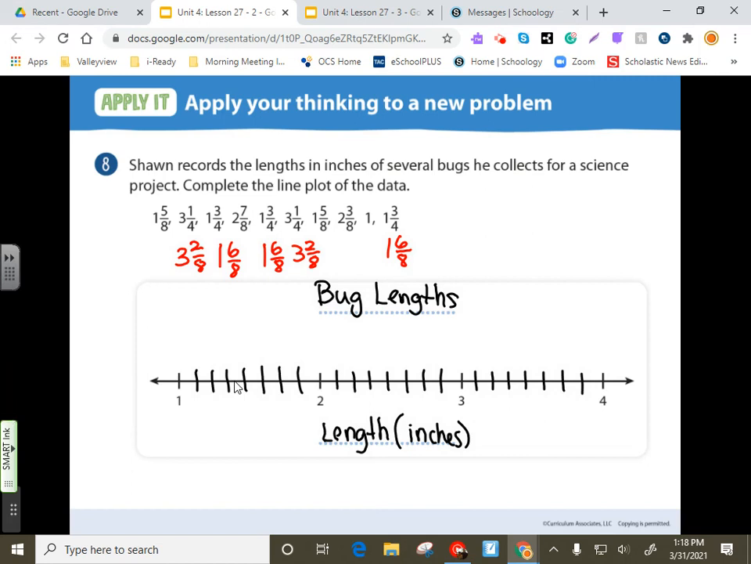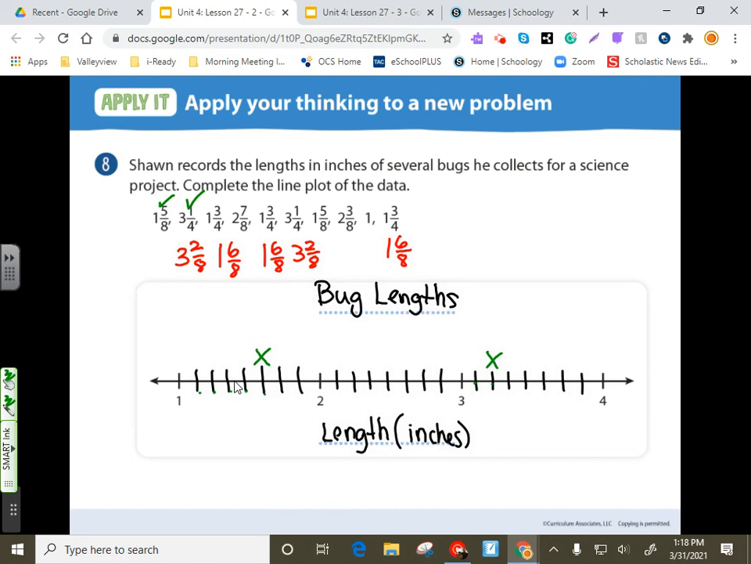All right. So let's go and plot our data. Let's start with 1 5/8. Let's put a check over it. So I've got 1, and I've got to count over 1, 2, 3, 4, 5. So that's 1 and 5/8. This next one is 3 and 2/8. So I find my 3, and I go over 1, 2, and my 3 and 2/8. My 1 and 3/4 is actually 1 and 6/8.